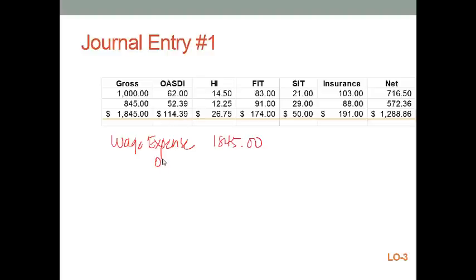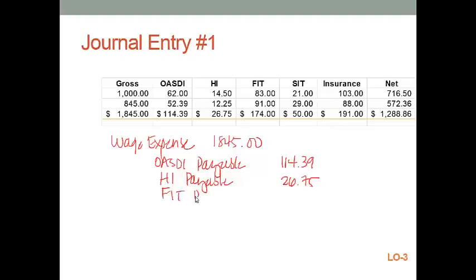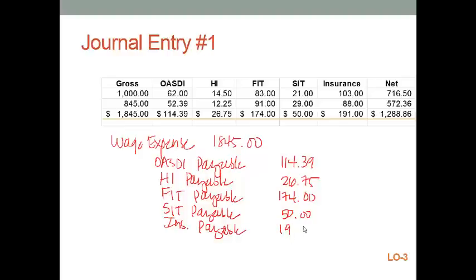pay. So I've got OASDI payable for $114.39. I've got HI payable for $26.75. I've got FIT payable for $174. I've got SIT payable, state income tax, for $50, and I've got insurance payable for $191. And then how much cash am I paying out?